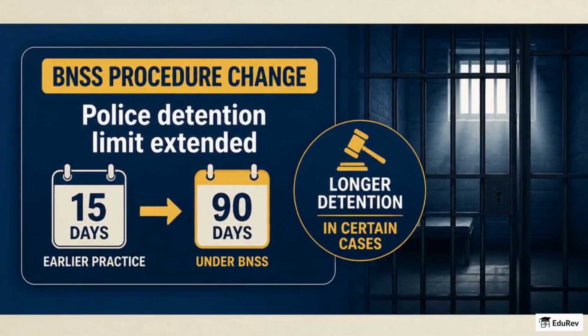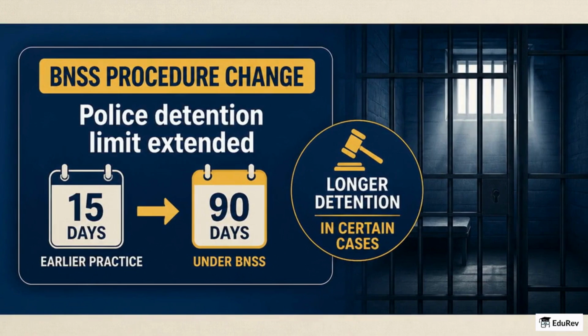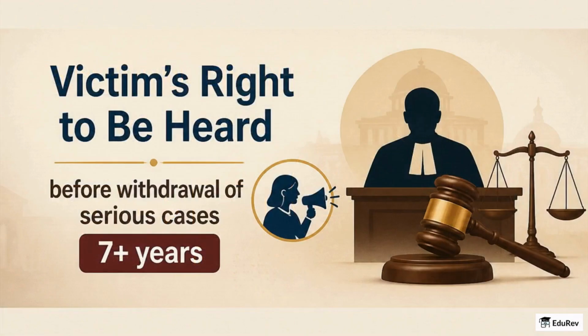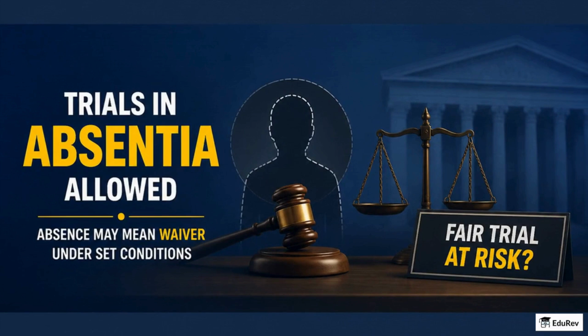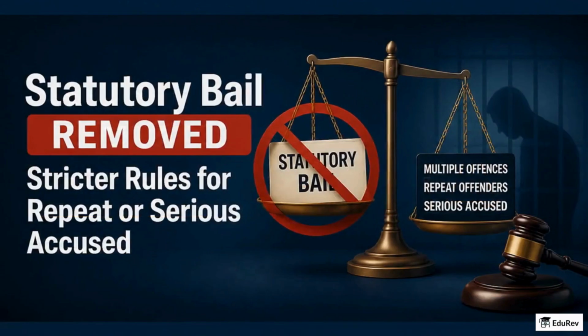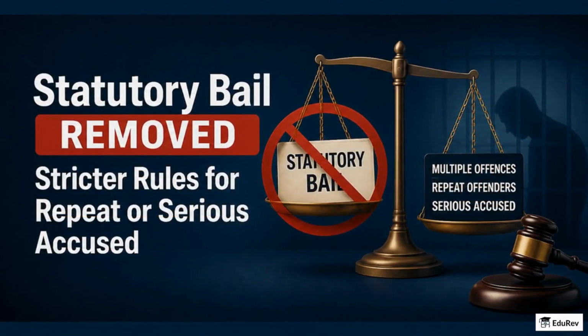Turn to BNSS procedure changes. Police detention limits can now extend up to 90 days in certain cases, a significant extension from the earlier 15-day practice. Victims gain a statutory right to be heard, where the government seeks to withdraw cases punishable by 7 years or more. Trials in absentia are now permitted, effectively treating absence as waiver under set conditions, raising serious fair trial questions. Statutory bail for accused with multiple offenses has been removed, tightening pre-trial liberty rules for repeat or serious suspects.